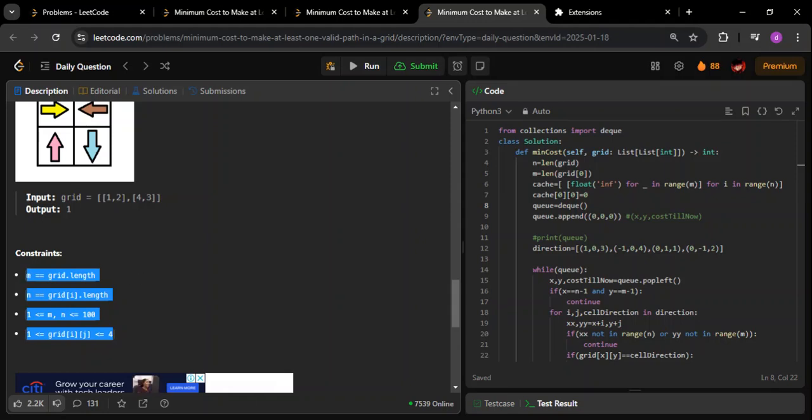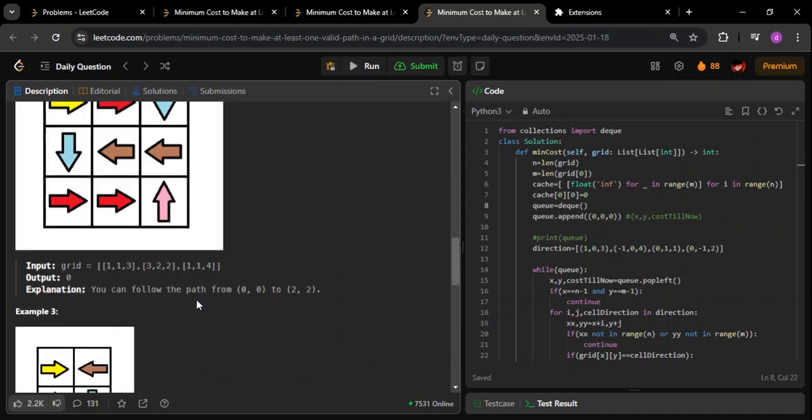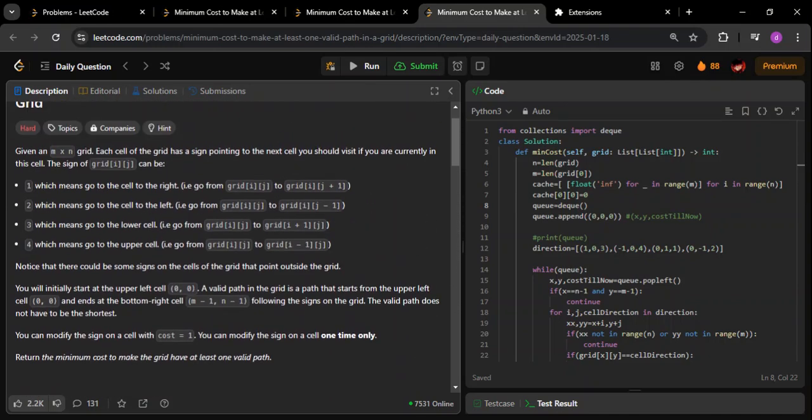This will give you some seconds to analyze what solution to apply. In this case, as you can see, m and n are going to be within a range of 100, that is, at max it is going to be a 100 cross 100 matrix, and each cell's value is going to be 1 to 4. Why 1 to 4? We have already seen that here, and we will be explaining that part here.